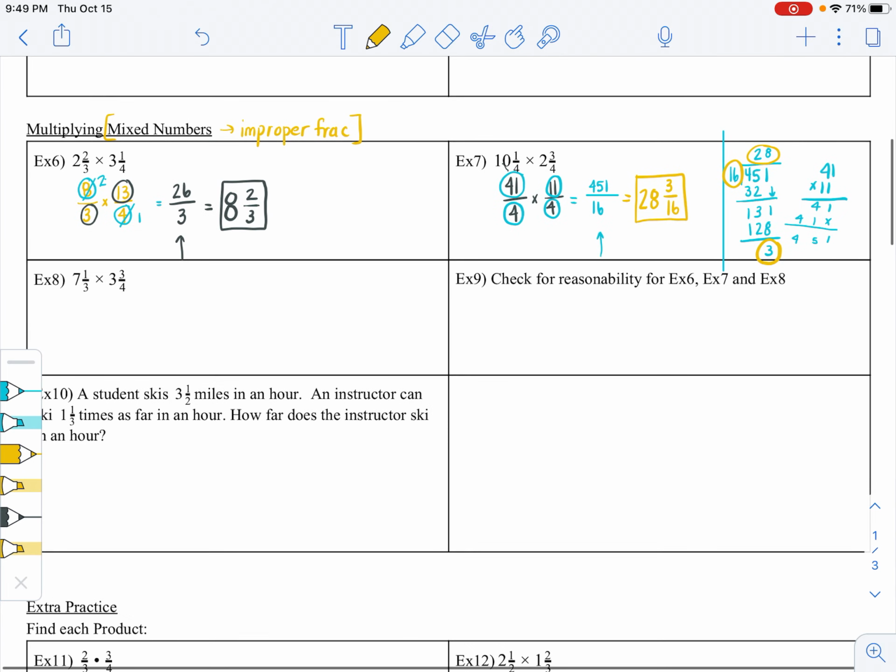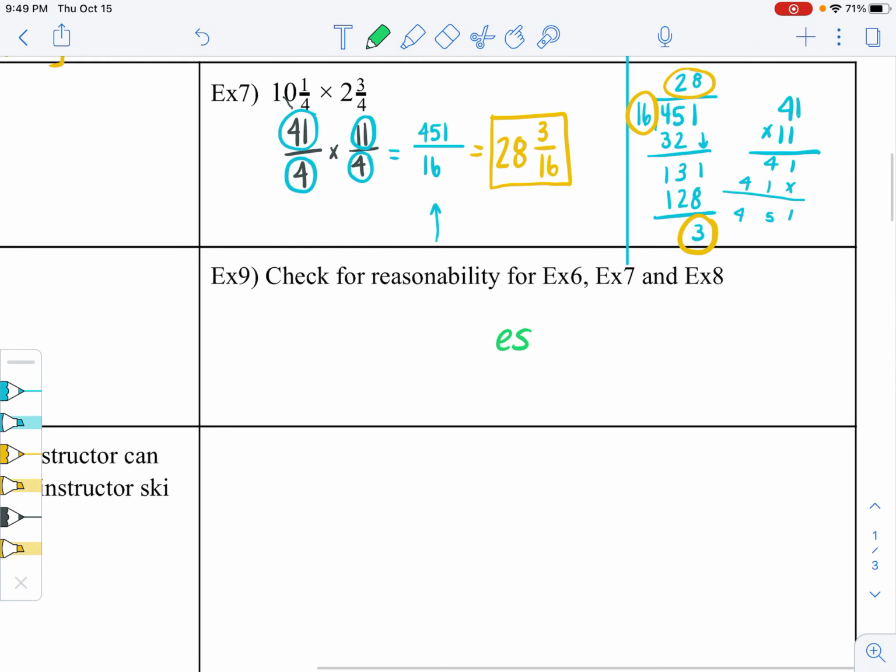For 8 and 10, we're going to skip, but for number 9, it says check for reasonability. So let's remember what we learned about reasonability. We're going to use our estimation to make sure our answers are about where they should be. So we're going to estimate to the nearest whole number.